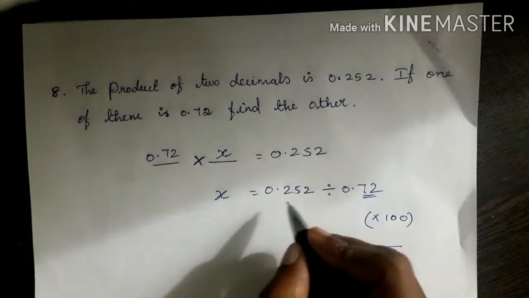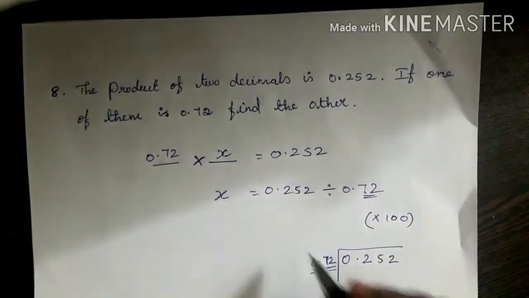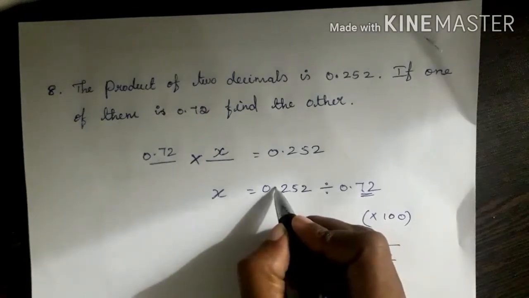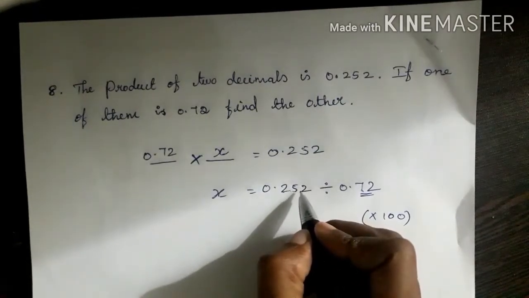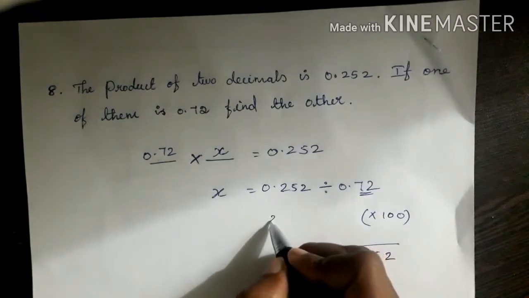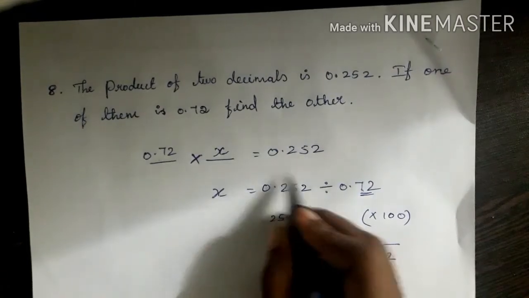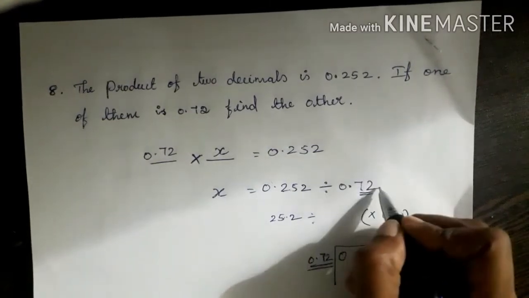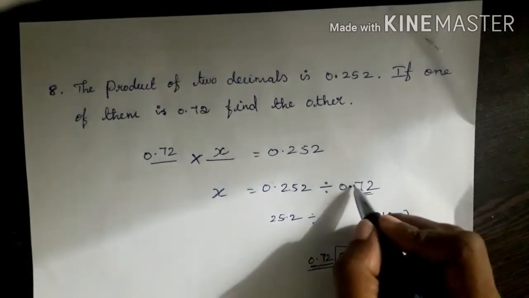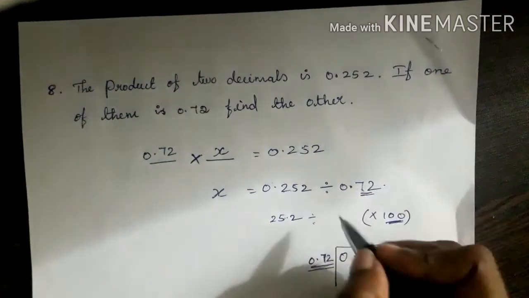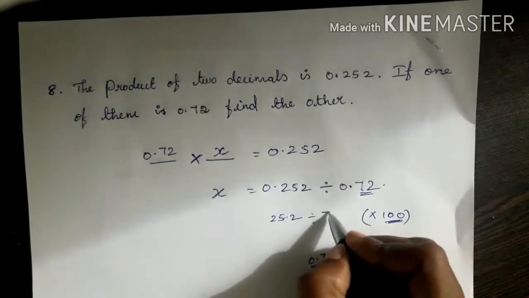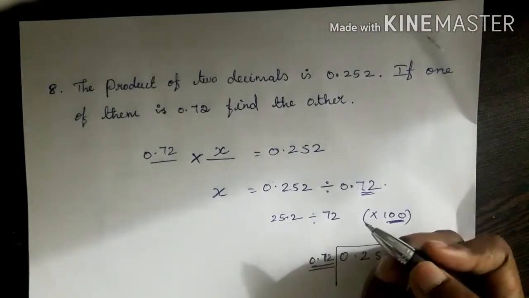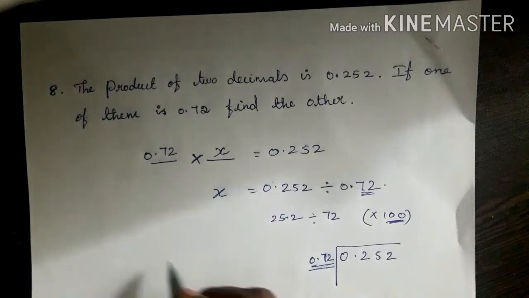What will this number become? You can do this step as rough work. If you multiply this number by 100, the point will move 2 places to the right, so this number will become 25.2. The point moves 2 places. And for the divisor, when you multiply this number, the point moves 2 places, so the point comes at the last, no need. So it is 72. Now we can easily divide 25.2 by 72. See, I am dividing here.